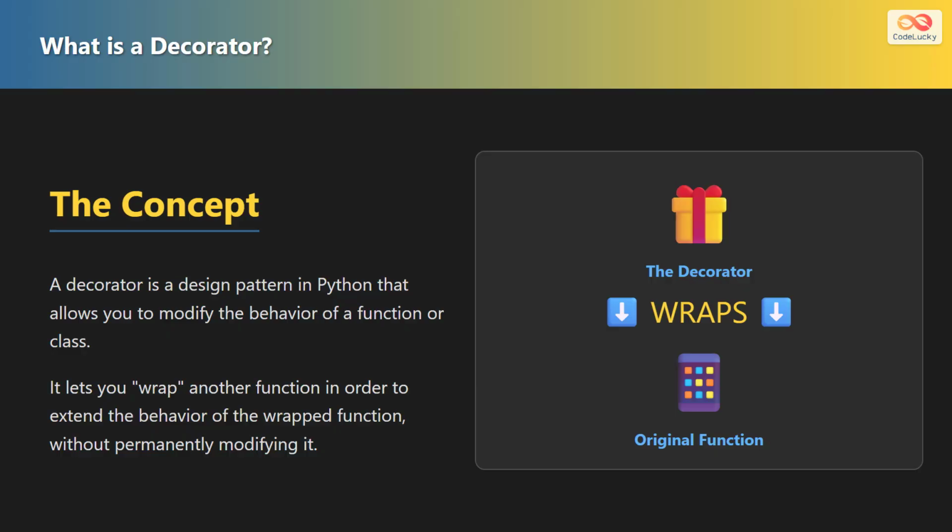So, what exactly is a decorator? Think of it like a gift wrapper. You have an object, which is your original function. A decorator takes that function, wraps it in a layer of new functionality, and returns a new, enhanced version. It allows you to modify how a function behaves without actually changing the code inside the function itself.